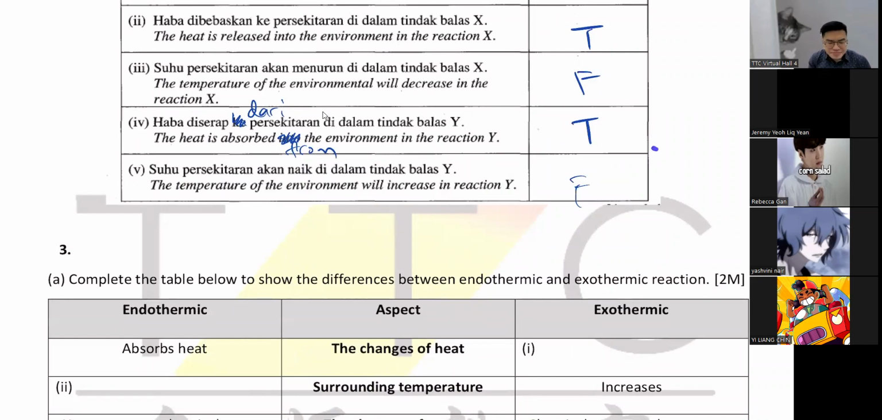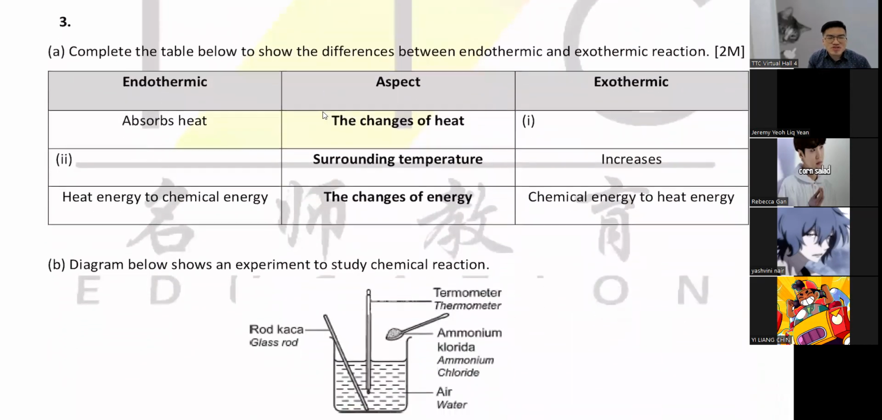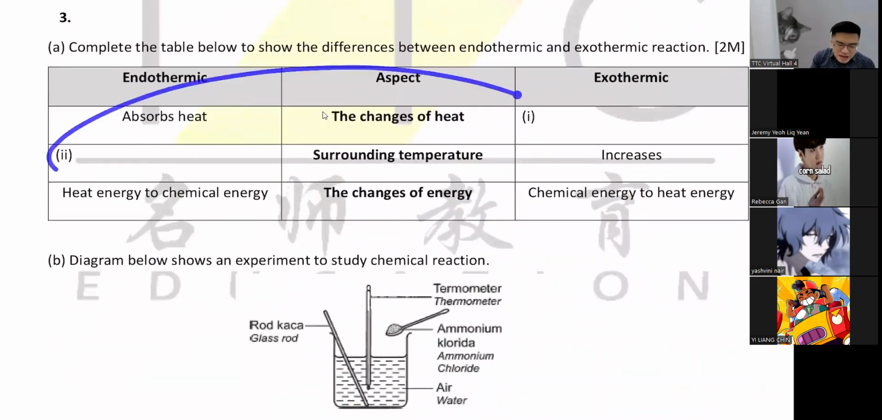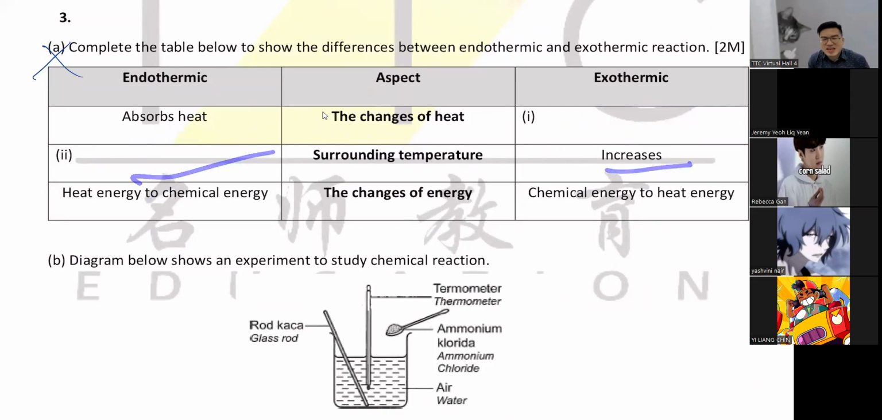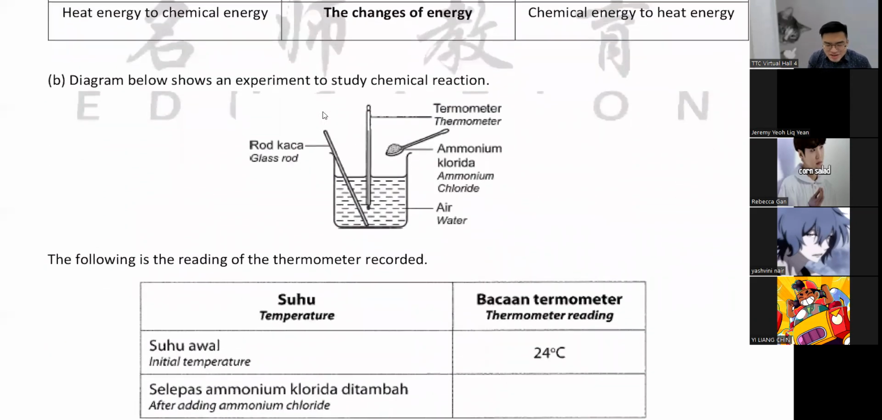Okay, easy, guys. This chapter is really easy. Question 3, this A1, I'm going to skip. Please fill this up yourself. Absorb heat; this one releases heat. This one increases and this one decreases. Please write this yourself.